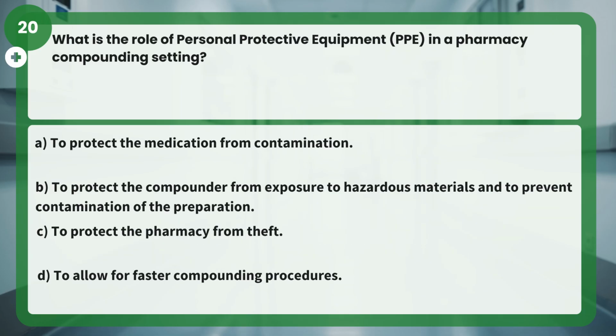Question 20. What is the role of personal protective equipment, PPE, in a pharmacy compounding setting? A. To protect the medication from contamination. B. To protect the compounder from exposure to hazardous materials and to prevent contamination of the preparation. C. To protect the pharmacy from theft. D. To allow for faster compounding procedures.